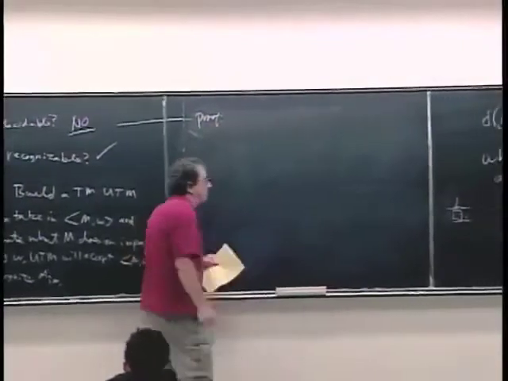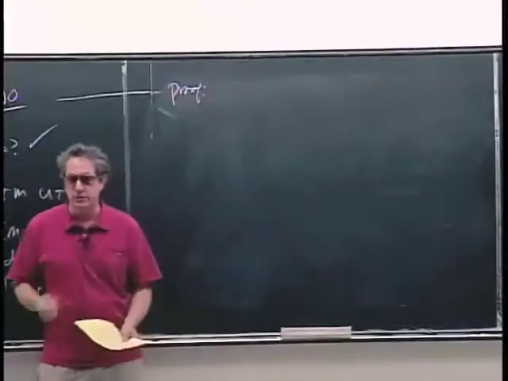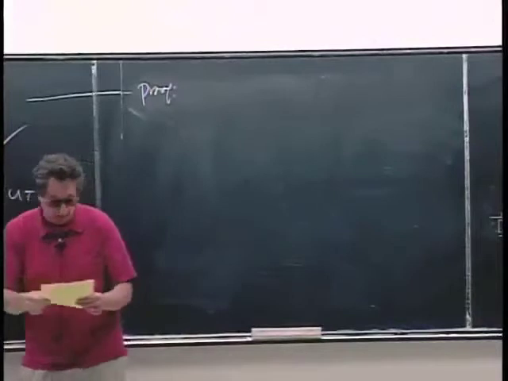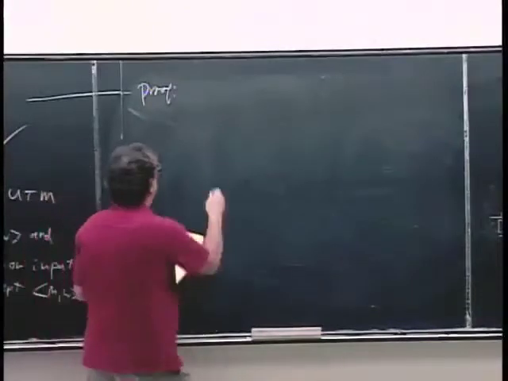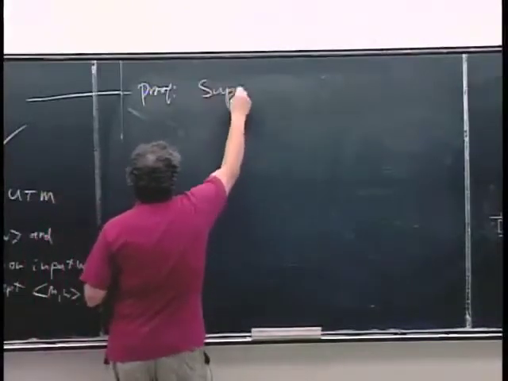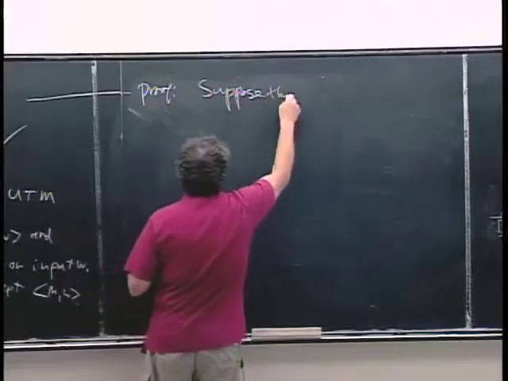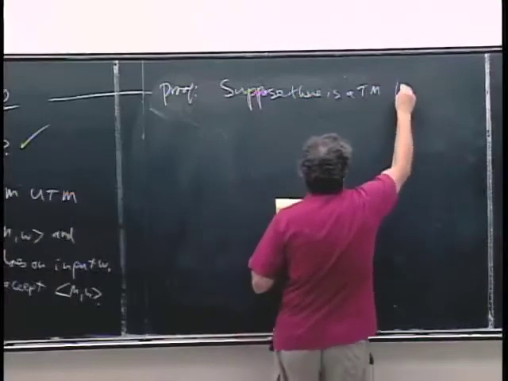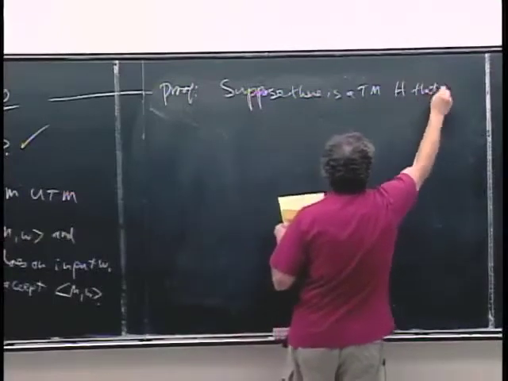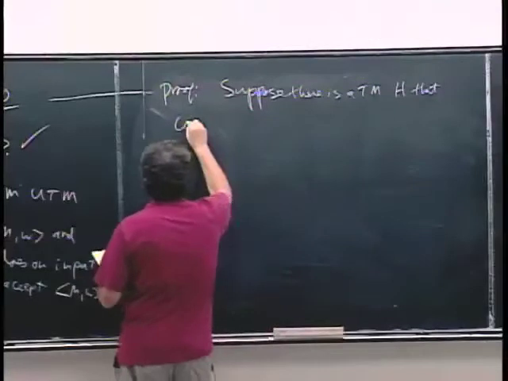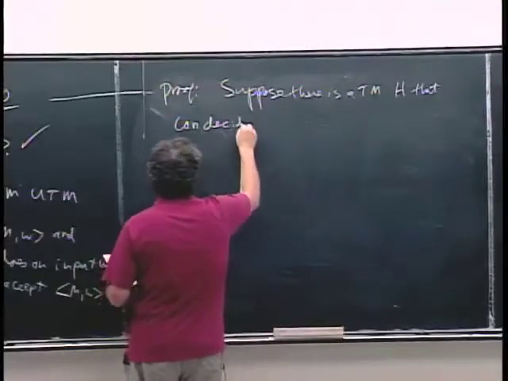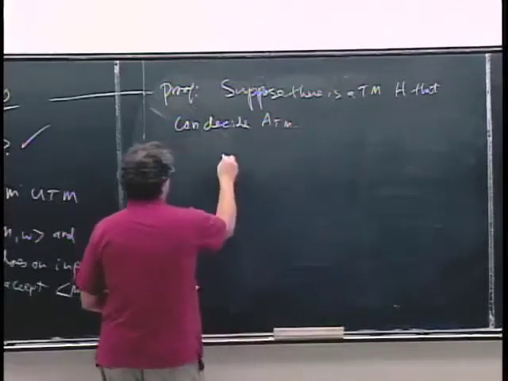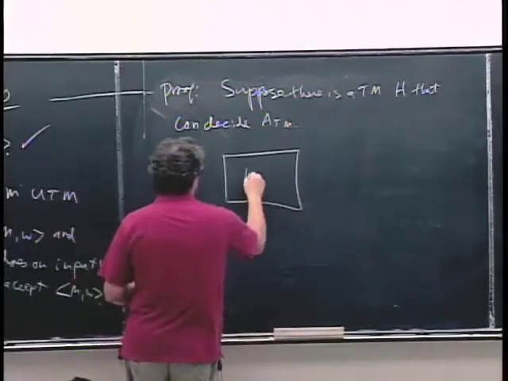Okay, so the proof is going to be by contradiction. We're going to assume that there does exist some Turing machine which can decide this language. Okay, so suppose there is a Turing machine, we'll call it H, that can decide ATM. So just, again, reminding you what H should look like.